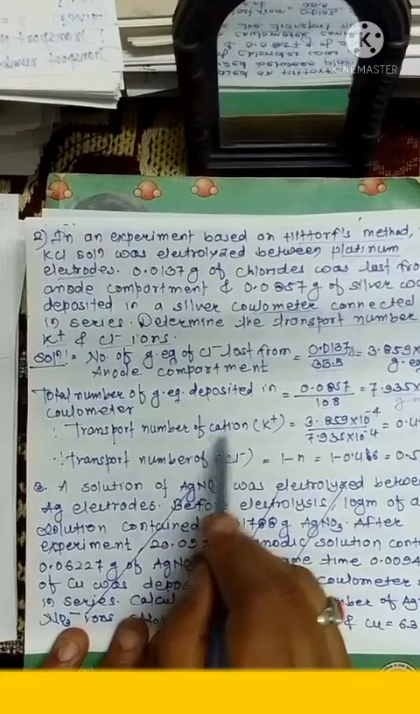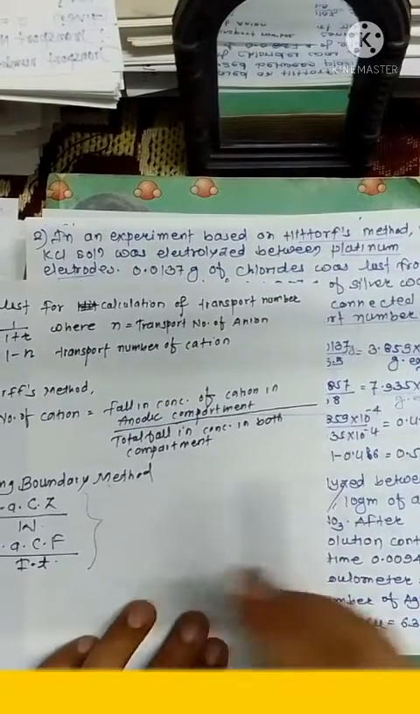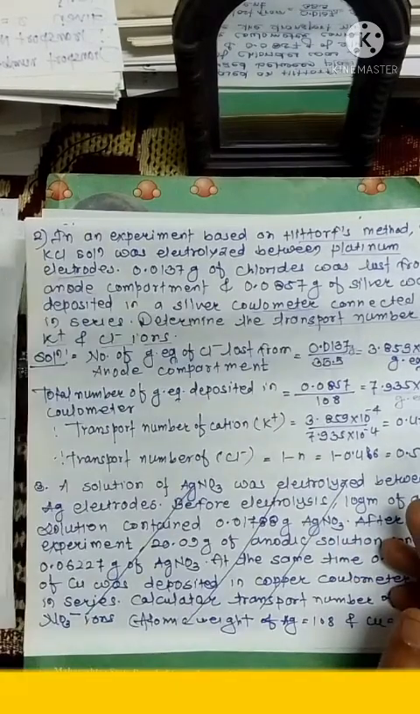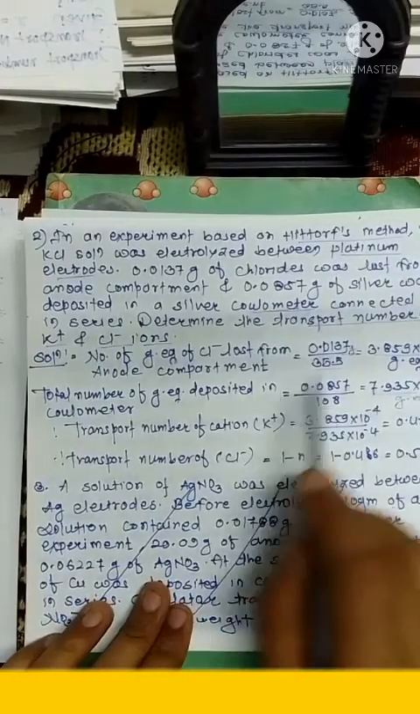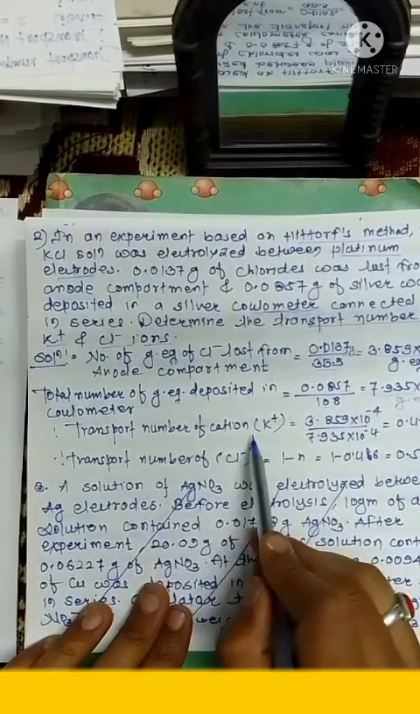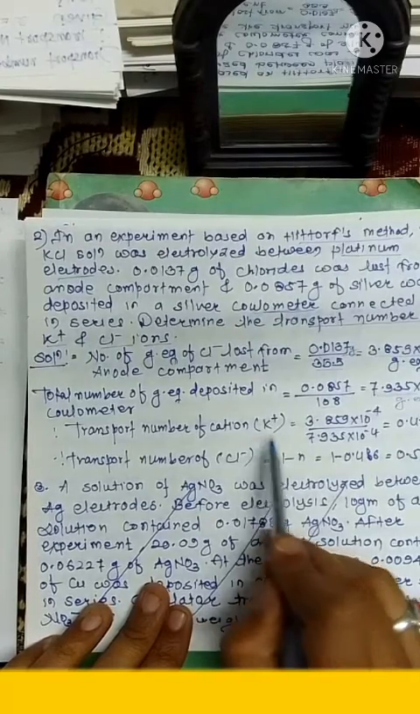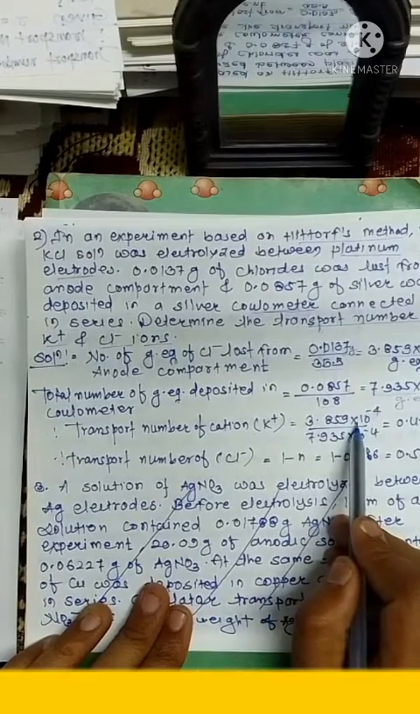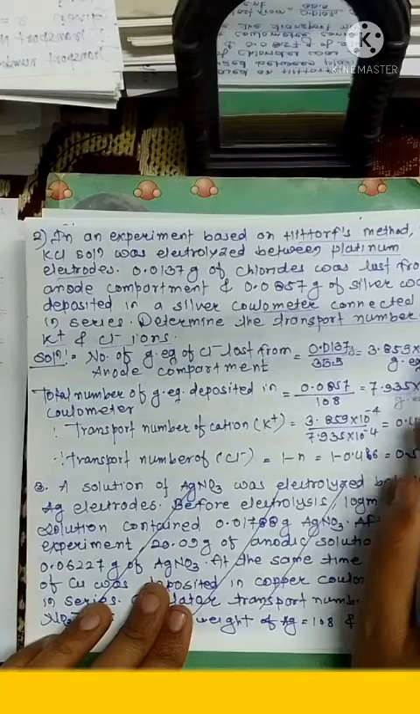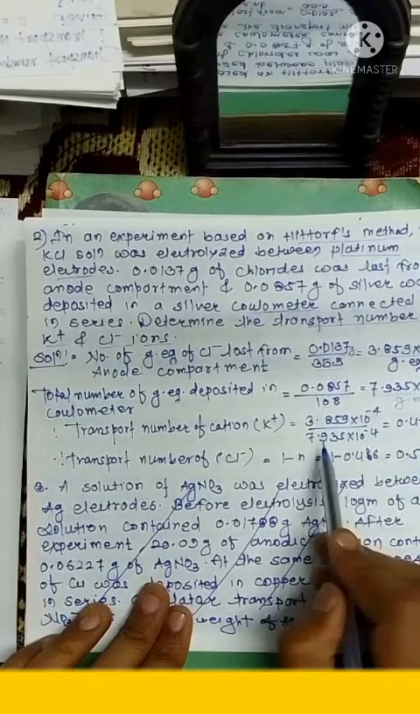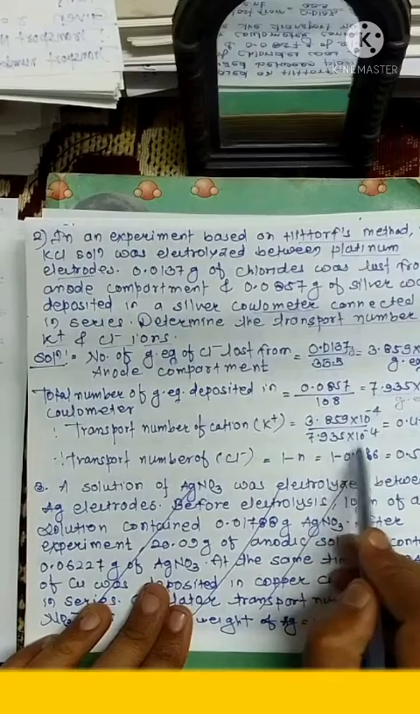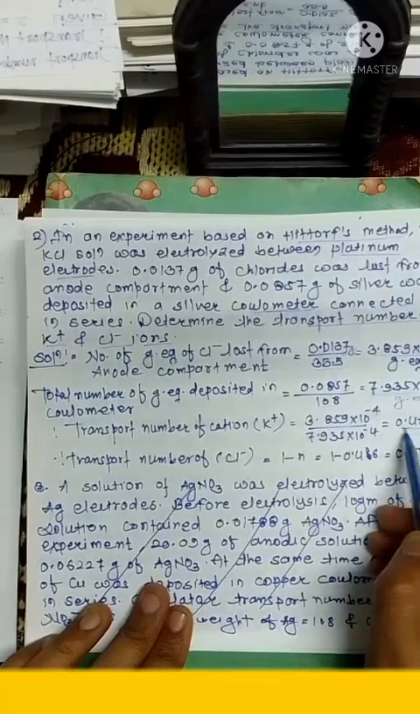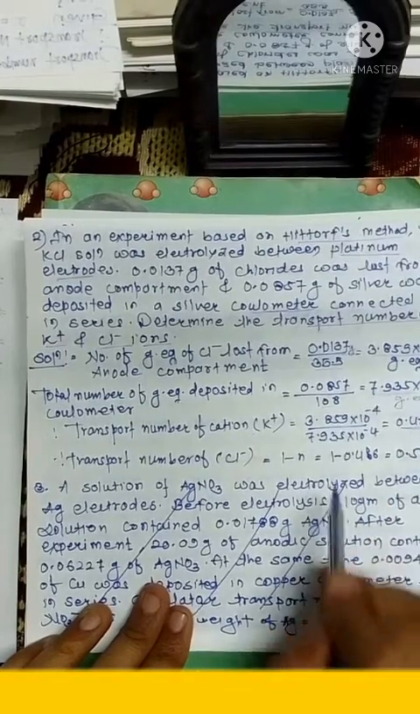Now, for the transport number of cation, we have the formula: fall in concentration of cation in the anodic compartment divided by the total fall. So the transport number of cation K plus is equal to 3.859 multiplied by 10 raised to the power minus 4 divided by 7.935 into 10 raised to the power minus 4, that is 0.486.